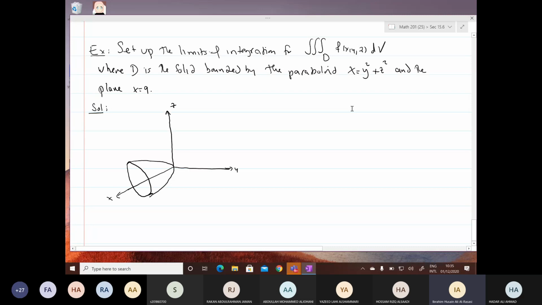Now then a plane x equals 9. Again, you have to know the basic planes, and they are all reviewed in section 12.6: planes, cylinders, and quadric surfaces. It is a plane, so this is 9 here. It is parallel to the YZ plane. So it will be something like this. So this is the solid. The solid is everything inside the paraboloid and to the right of the plane.